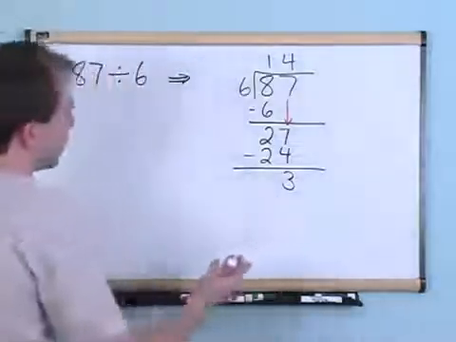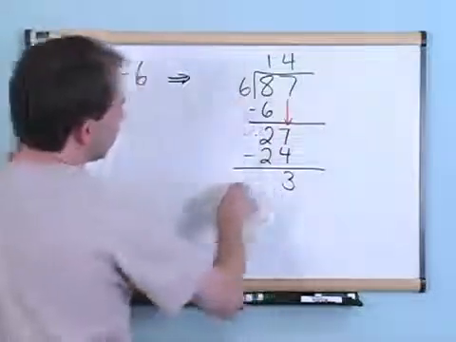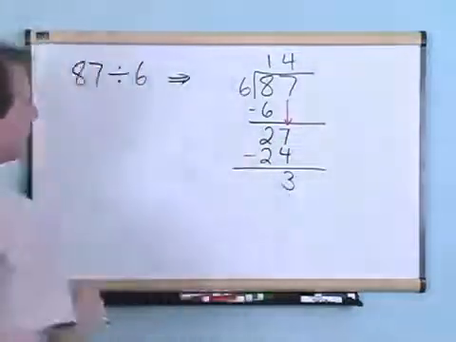So again, you go through the same thing. You've got a number down here. You say, can I divide 6 into 3? Answer is no, you can't, because 3 is smaller than 6, okay?